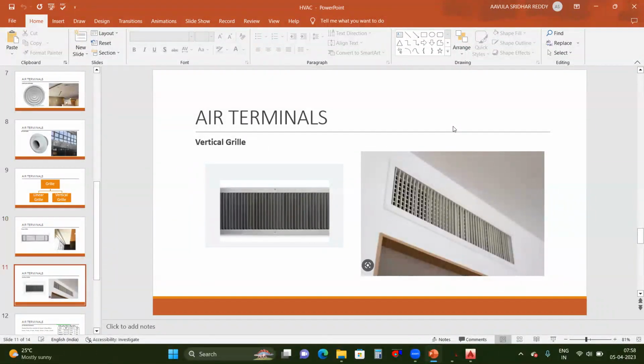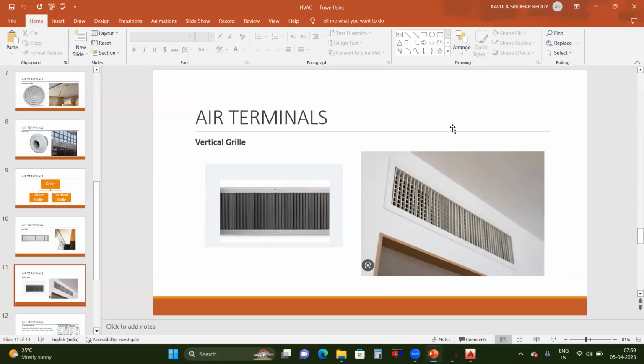So, the vertical grill. This vertical grill will be used if we are using a single fan coil unit. Fan coil units come in low capacities, 1 ton, 2 ton capacities. If you want to use it for one room, you can place the unit and connect it with this vertical grill. Majorly it will be used in hotel rooms.